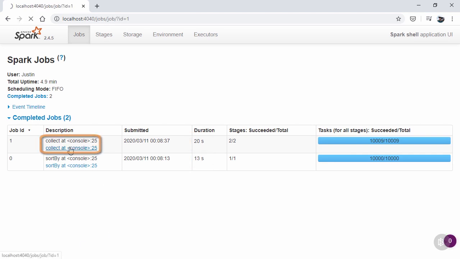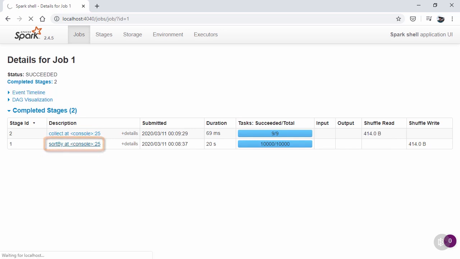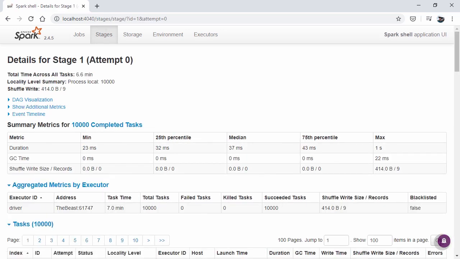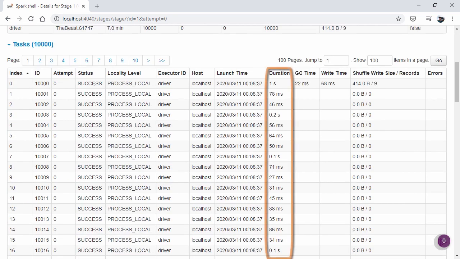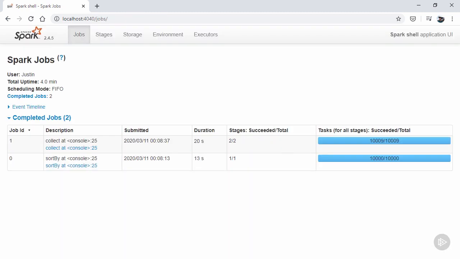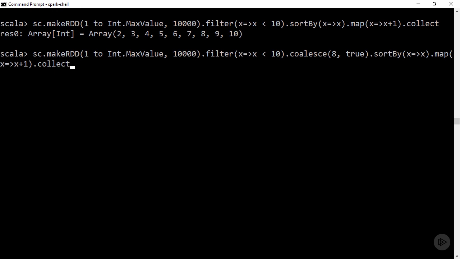Looking at the collect, and then its sort by, which occurred after the filtering, we can see that there are a lot of tasks that ran in no time, because they were empty. This overhead cost us just about the whole of the second portion, 20 seconds. So, back at the shell, I've added a call to the coalesce method right after filter.